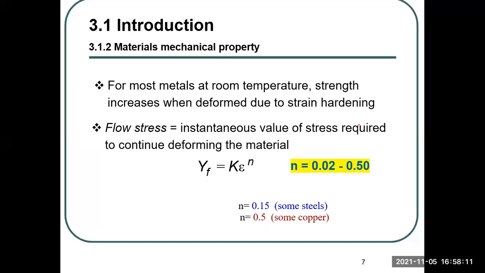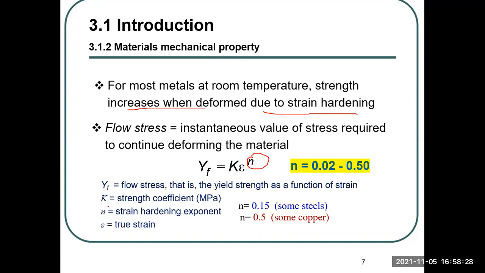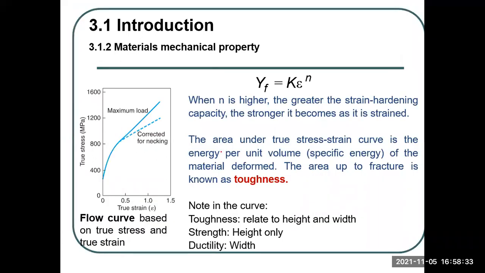Then there's also the flow stress. There's a very important concept here, which is this n. Most metals at room temperature will actually increase in strength when you increase the strain. We call this strain hardening, with the strain hardening exponent. When n is higher, the greater the strain hardening capacity, the stronger it will become as it's strained, okay?